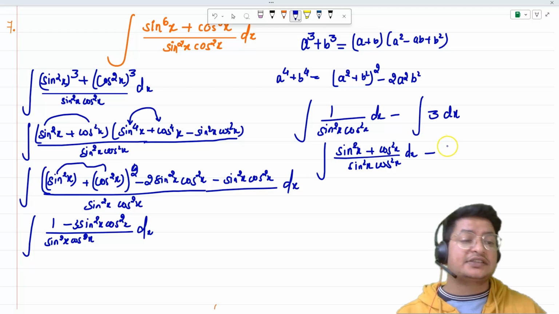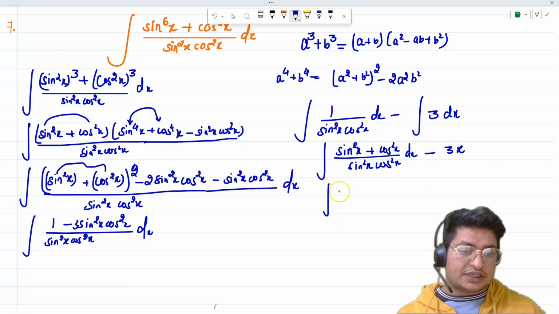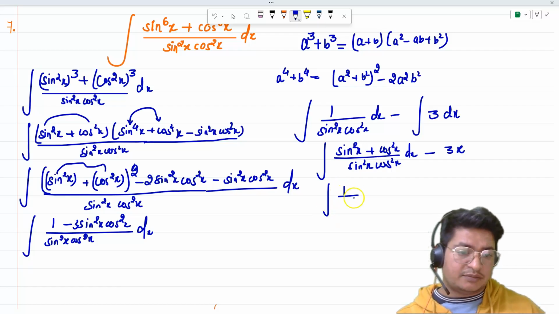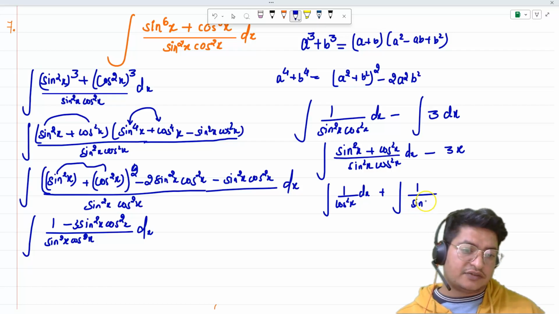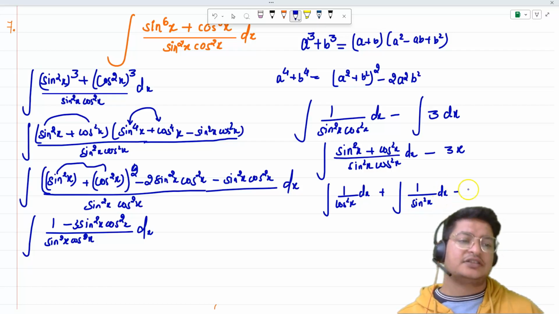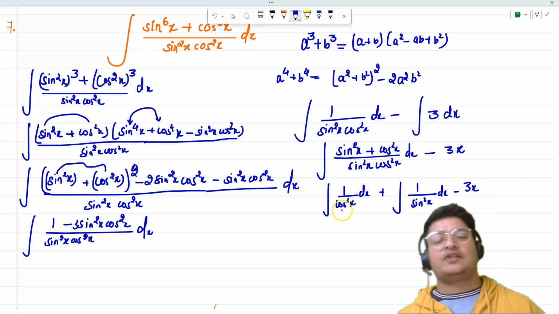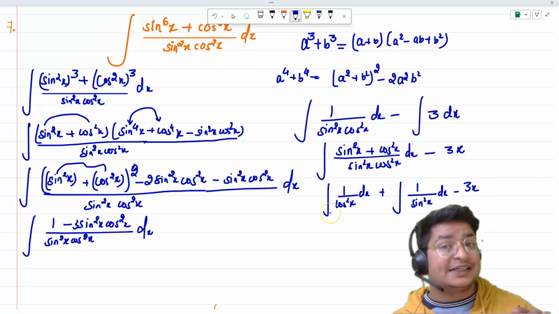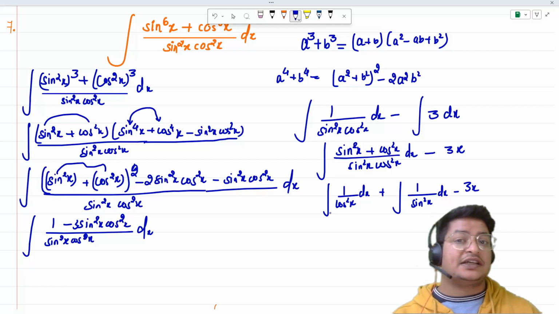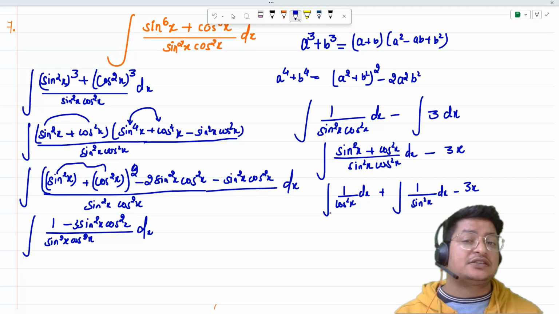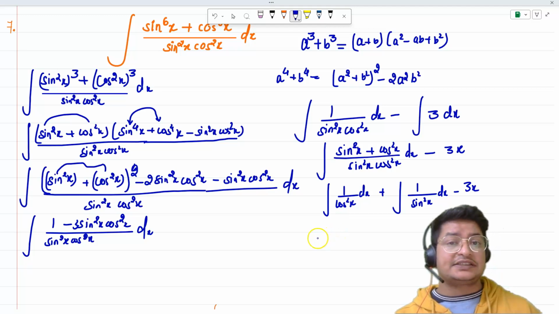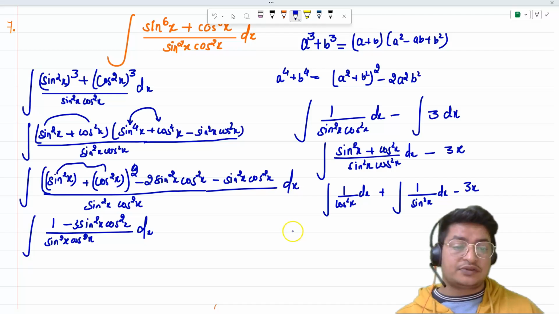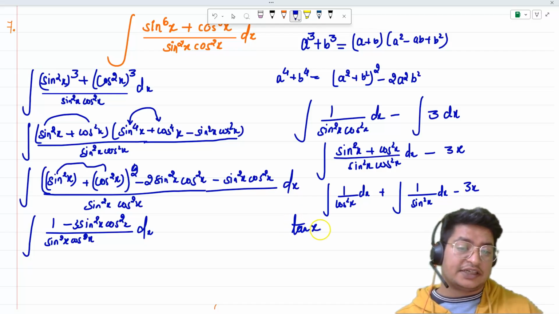What's the integration of 3? So we will write it as 3x. And now we will separate this one. You will get 1 by cos^2 x dx, and you can also separate this one as 1 by sin^2 x dx, and minus 3x. What is the integration of 1 by cos^2 x? Since cos^2 x is in the denominator, we can write the reciprocal as sec^2 x, and the integration of sec^2 x will be tan x.